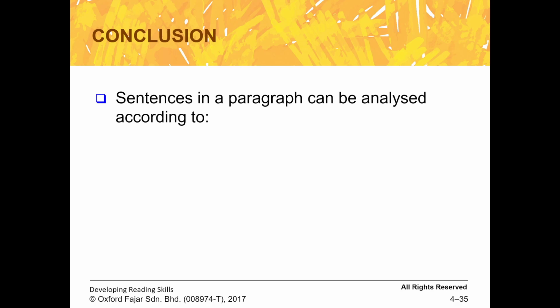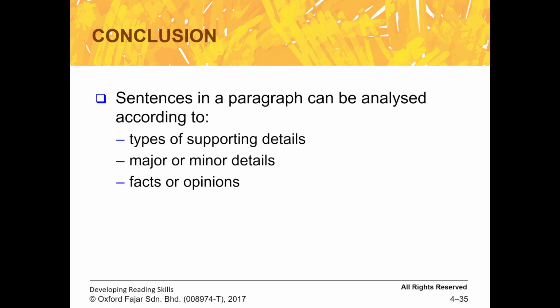Okay, we have reached the end of the lesson. Sentences in a paragraph can be analyzed according to types of supporting details, major or minor details, facts or opinions, and patterns of organization. Those four things can be used to analyze the sentences developed in a paragraph. Whenever you are doing critical reading, you need to be able to identify the supporting details, and from those identify the major and minor details, as well as look at whether they are facts or opinions. And then when you read through the whole thing, you can try to identify the patterns of organization.